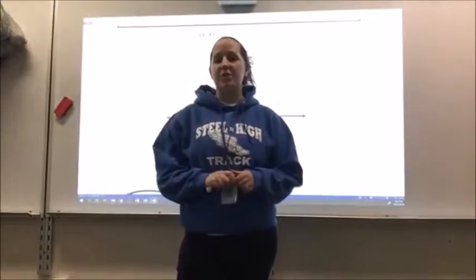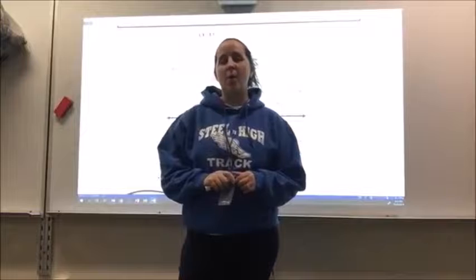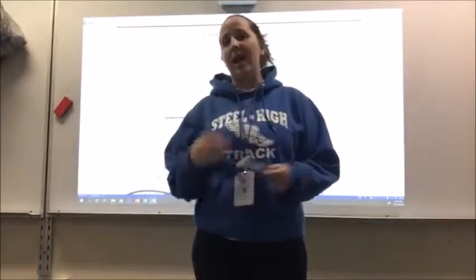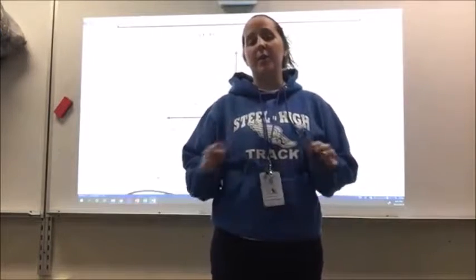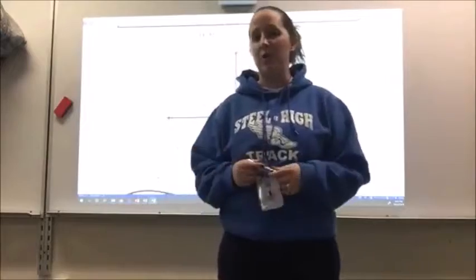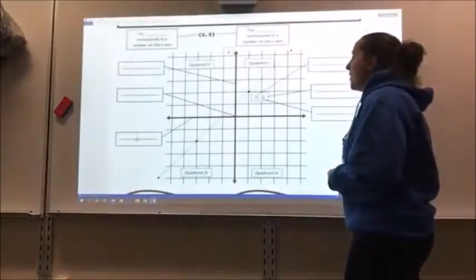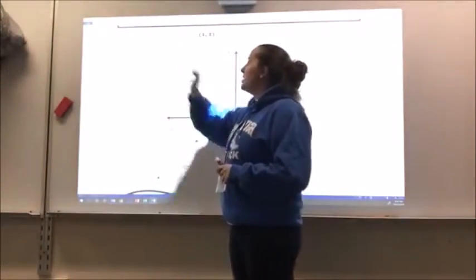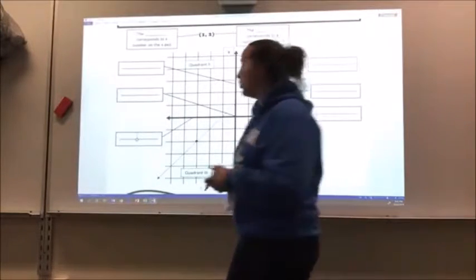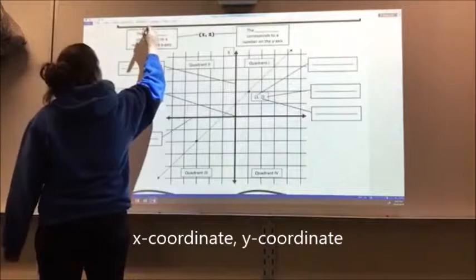All right, this is Chapter 1, Lesson 4, the coordinate graph and the coordinate graphing system. So we're going to take a look at the coordinate graph and then label a couple of things on the graph so that you know what we're talking about as we go through. So at the top I have the blank corresponds to a number on the x-axis. In that blank you're going to write x coordinate.